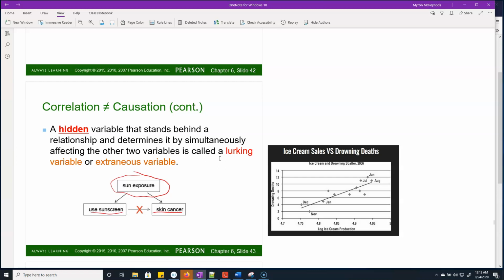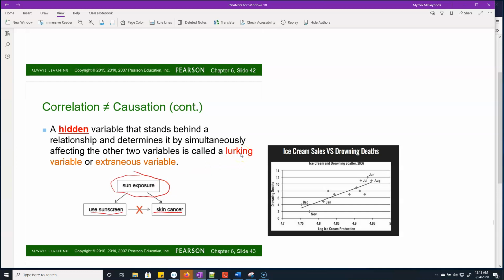As a matter of fact, if you use sunscreen versus not using it, your skin cancer goes down. But if you look at it with just sunscreen and just skin cancer, you might be led to believe that it makes it go up, and it doesn't. So sun exposure is causing this to be off. So you can't just go by correlation. I'll show you some other ones.